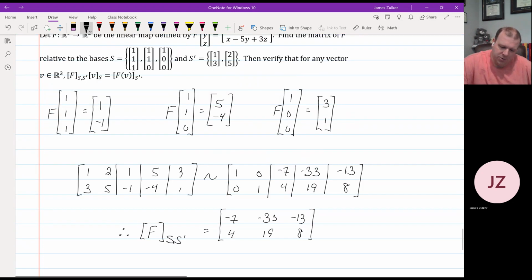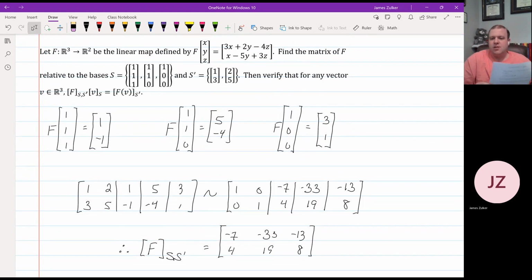Then what we wanted to do is verify. I will leave that to the viewer because I am out of time. So there was another problem, but it's very similar to this problem here. So we'll just go ahead and say that's it.